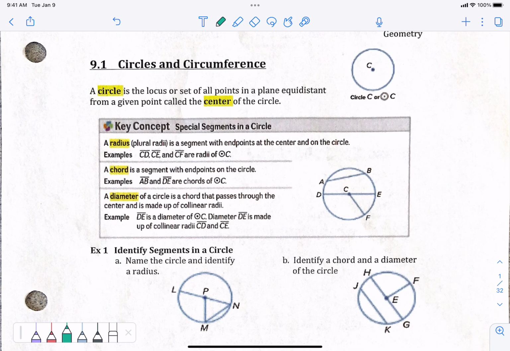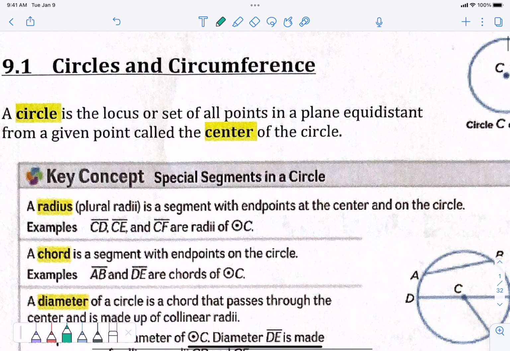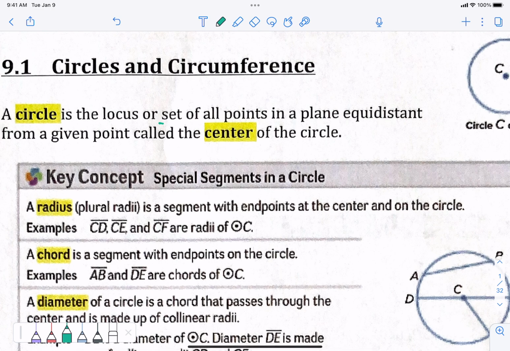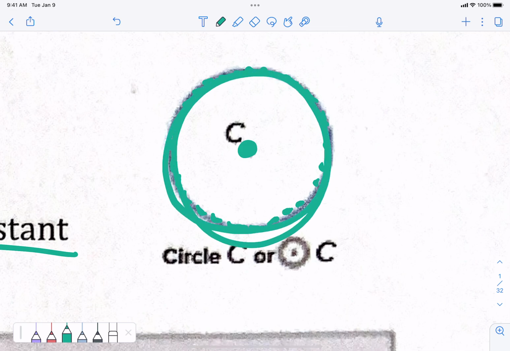9-1 circles and circumference. This is like a packet. It's like a staple page, but it's really super quick. So circles, I really like their definition of a circle. It says a circle is a locus or set of all points that are equidistant from a given point, which is called the center, which is kind of an interesting definition of a circle. So this is the center, and a circle is just the collection of all the points that are the same distance from that center. It's like these dots make up a line that is a circle, which I think is kind of interesting.